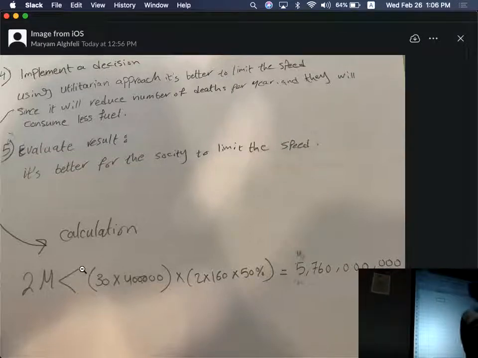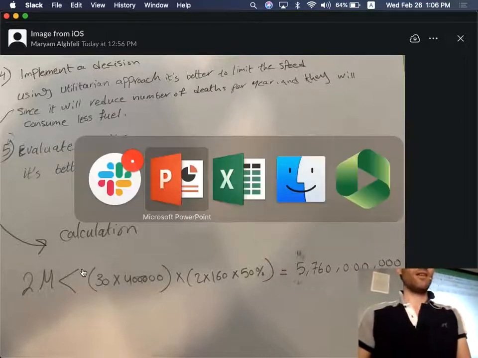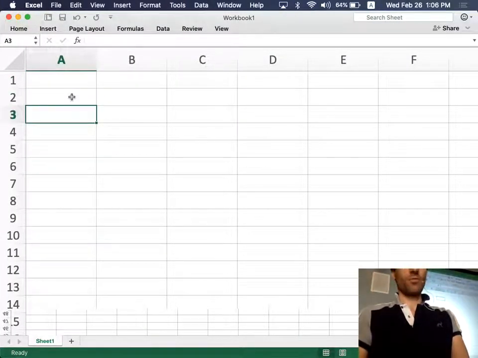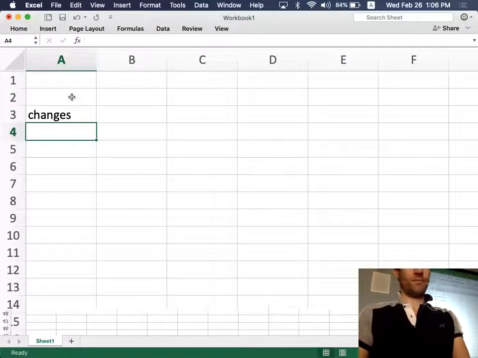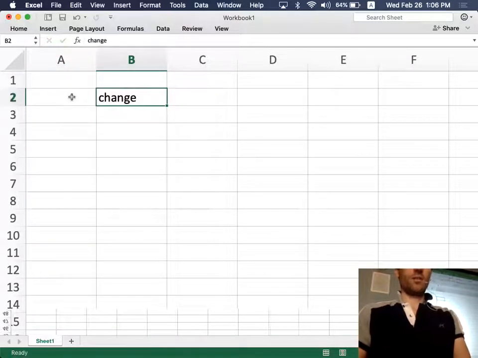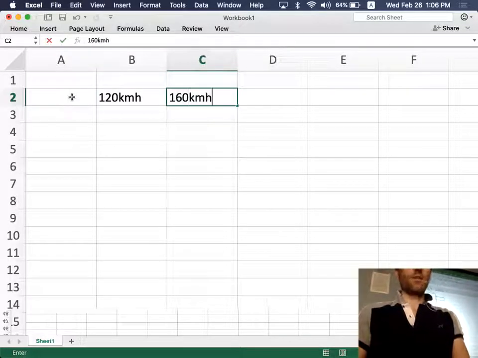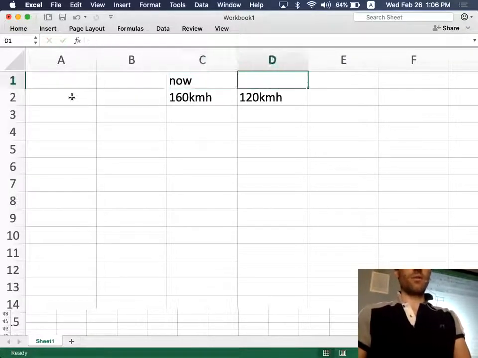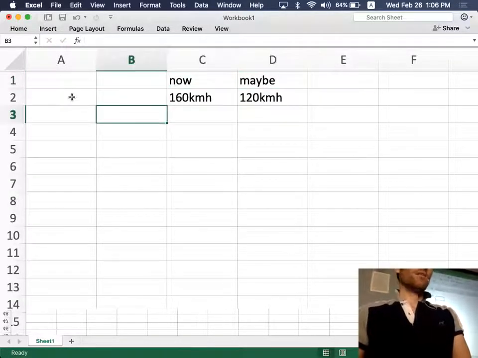So the best thing to do is calculate all the costs in one alternative and all the costs in another alternative. So let's do it again. So I'm going to put the costs here. I'm going to put change, so 120 kmh and 160 kmh, and actually I'm going to move this here. So this is now, and this is maybe. And let's see the costs.